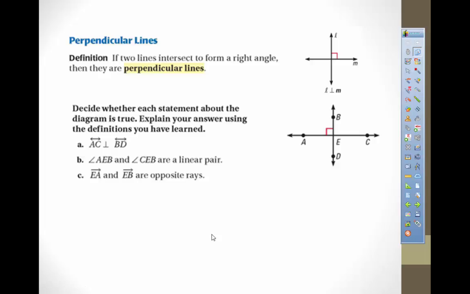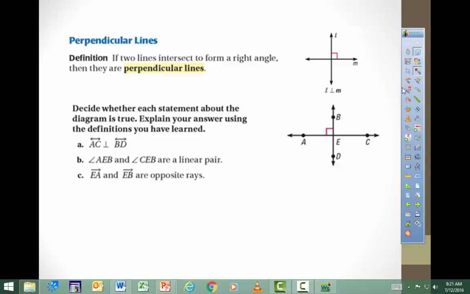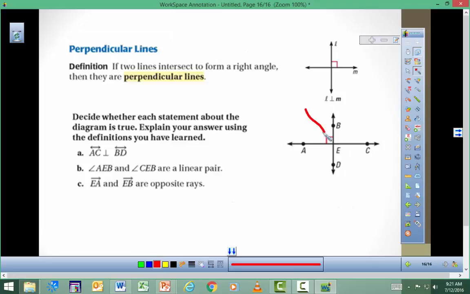Alright, so now let's do some logical questions about this definition. Decide whether each statement about the diagram is true. Explain your answer using definitions you've learned. Okay, so first of all, what we want to say is that AC is perpendicular to BD. AC is this line. Well, okay, now the fact that we have this symbol in here means that we have a right angle. And this definition up here says if two lines intersect to form a right angle, then they are perpendicular lines.